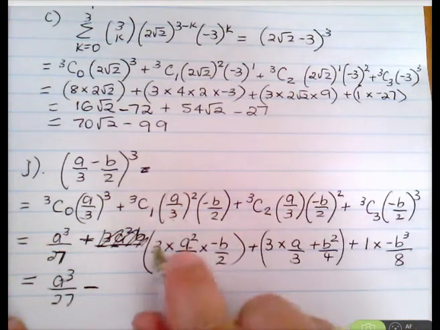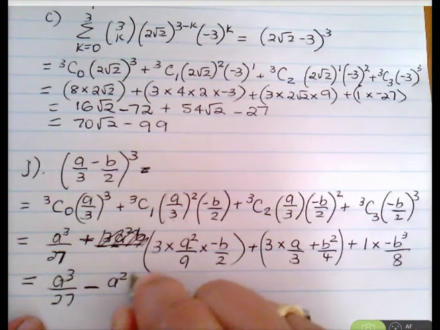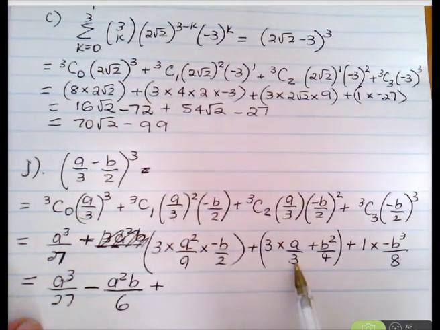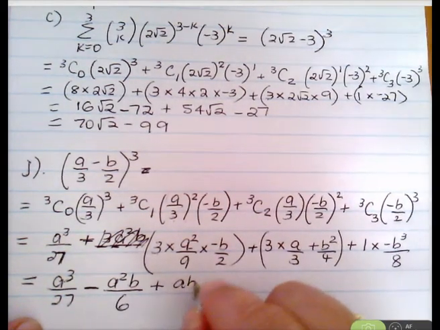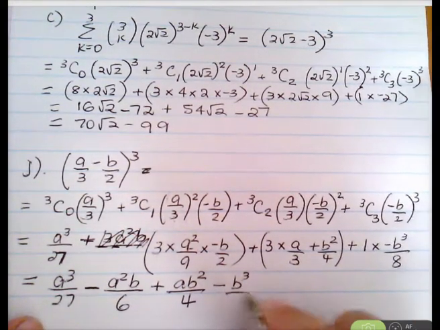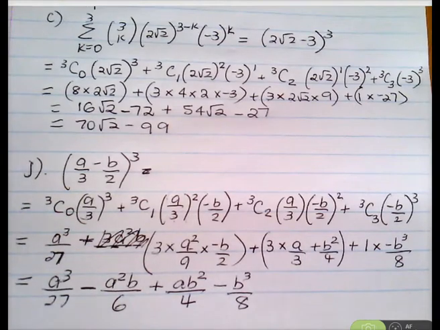Now we can simplify this. We've got 3 on 18, which is 1/6. So we've got minus a squared b over 6. Then we've got plus, now the 3's here cancel, and I've got ab squared over 4. And here I've got minus b cubed on 8. Okay, and that's the answer to that.